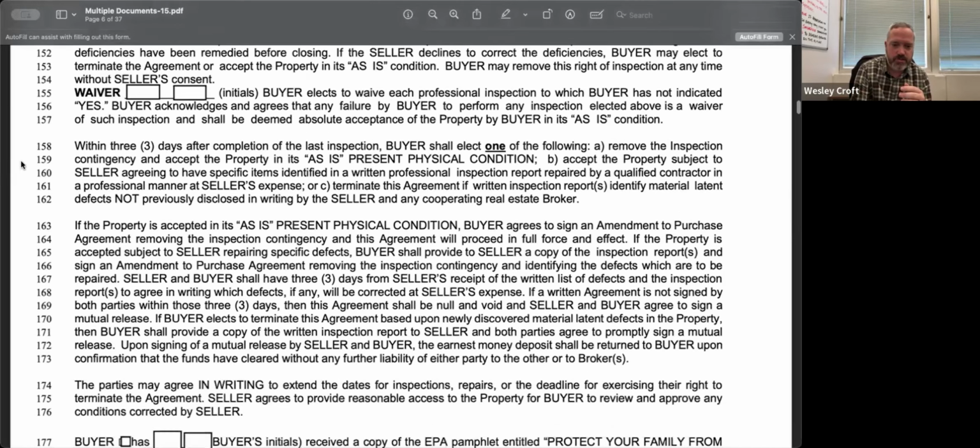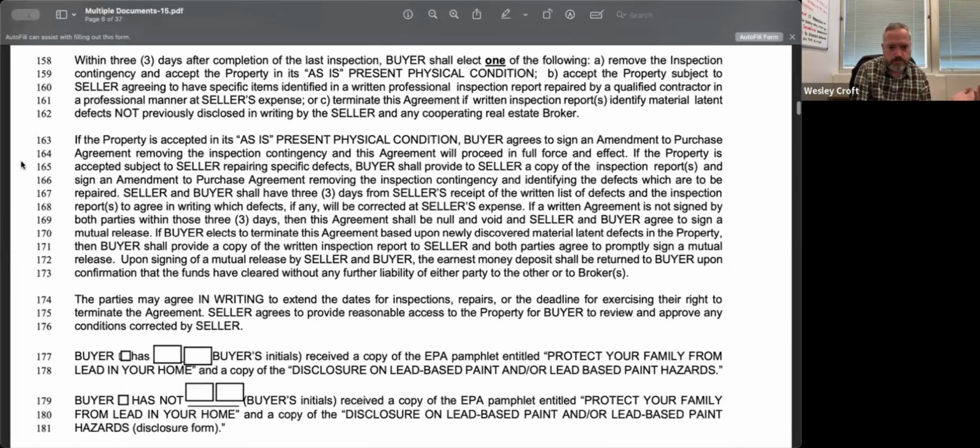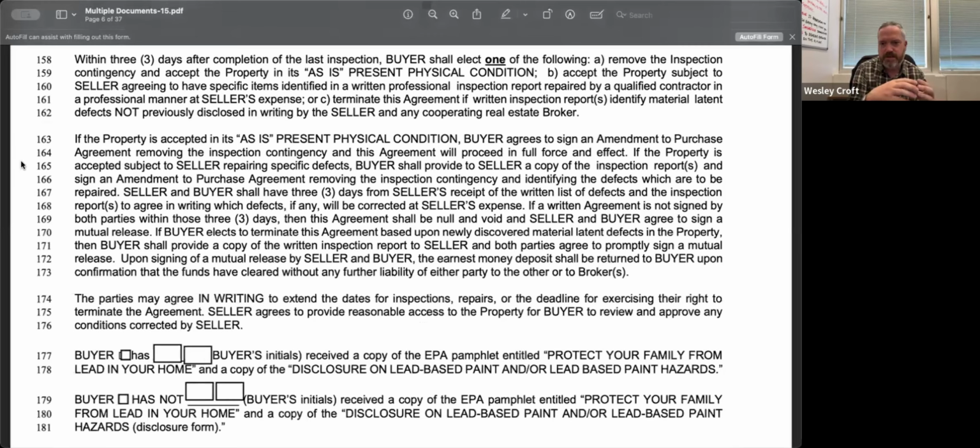Line 158 to 176. This explains what happens once all the inspections are done. Within 3 days after completion of the last inspection, the buyer is going to have to do one of three things. One, they can say, hey, everything went great with the inspection. There's a couple of minor things, but we'll take care of those. Not a big deal. We'll move forward. Second, they will accept the property subject to the seller agreeing to have certain things repaired.